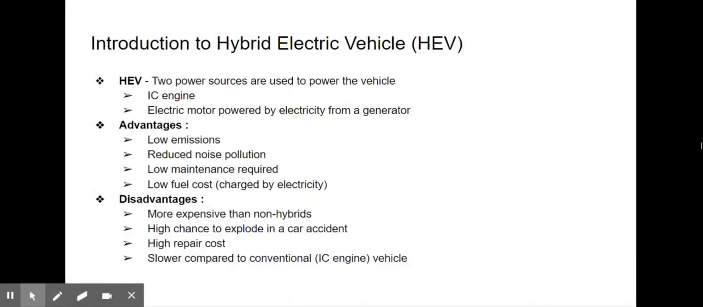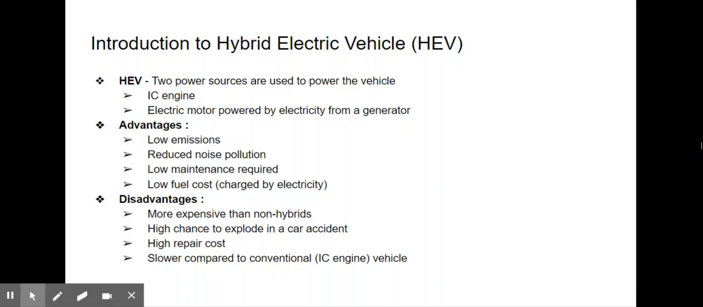Compared to a conventional vehicle, which uses an IC engine, or an electrical vehicle, which may only use electricity, a hybrid electrical vehicle uses two power sources to power the vehicle. First is the IC engine, second is an electrical motor powered by electricity from a generator. Its main advantages are: first, it produces low emissions; second, reduced noise pollution; third, low maintenance required; and fourth, low fuel costs. It mainly uses energy from batteries, and batteries can be easily charged through electricity.